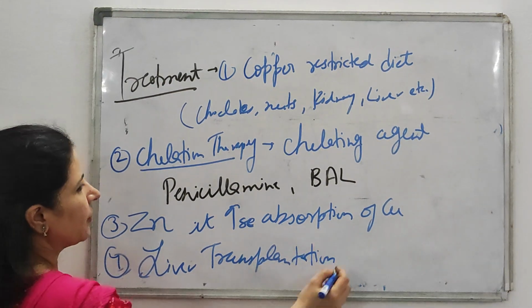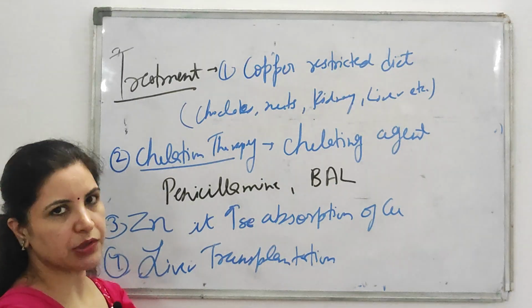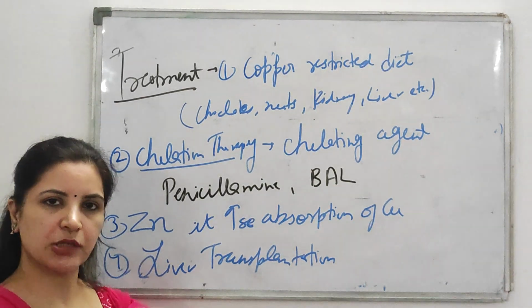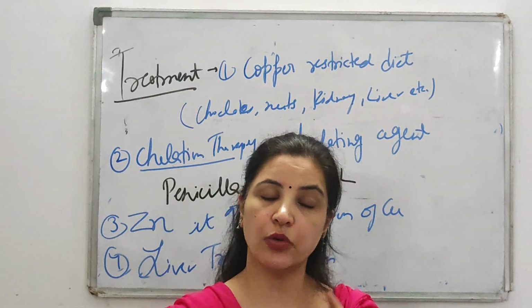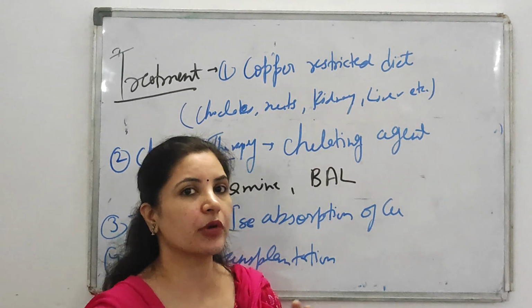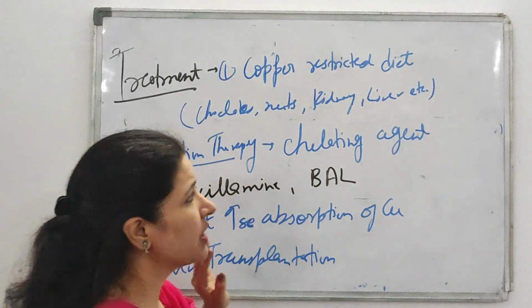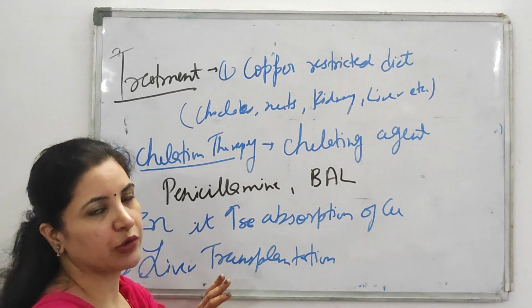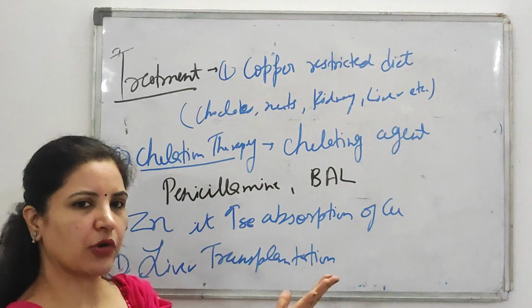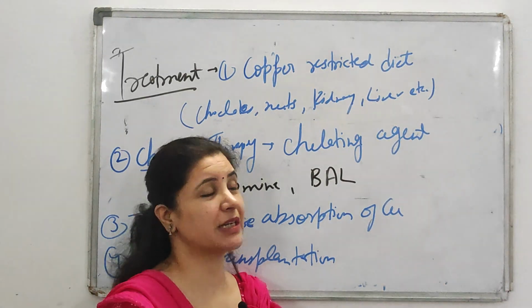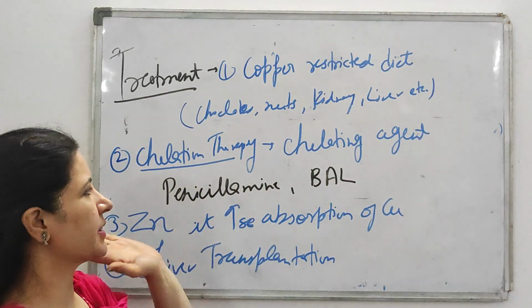Alright, so what treatment strategy will you follow in a patient of Wilson disease? First, as there is already excess copper in the body, you will advise the patient not to take so much of a diet which is rich in copper. So you will advise a copper restricted diet. What will you write? Advise the patient not to eat so much chocolate, nuts, kidney, liver, etc.